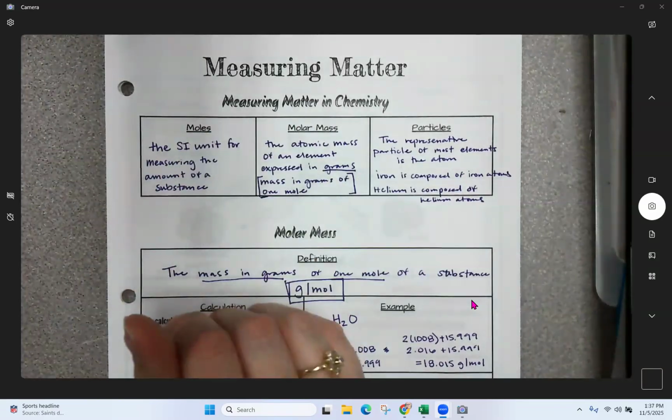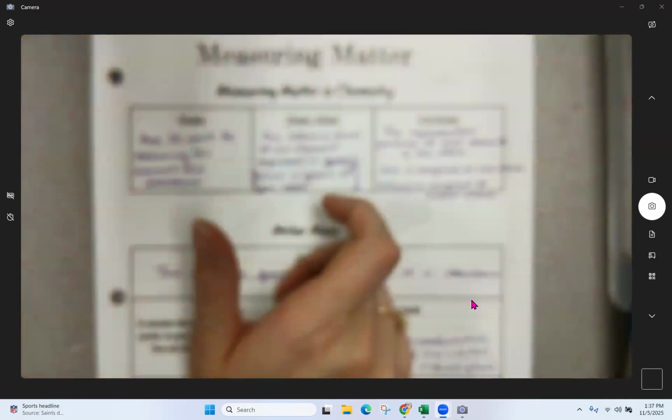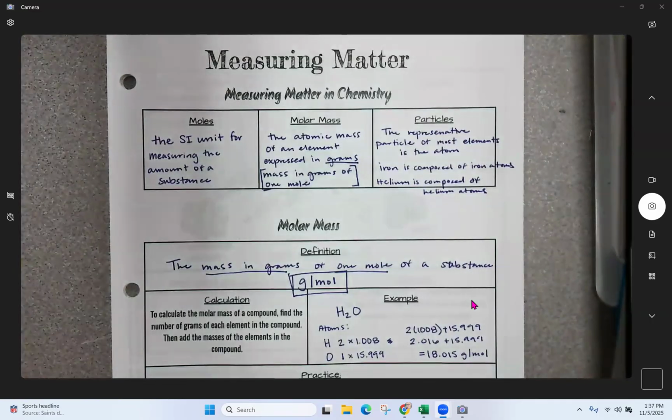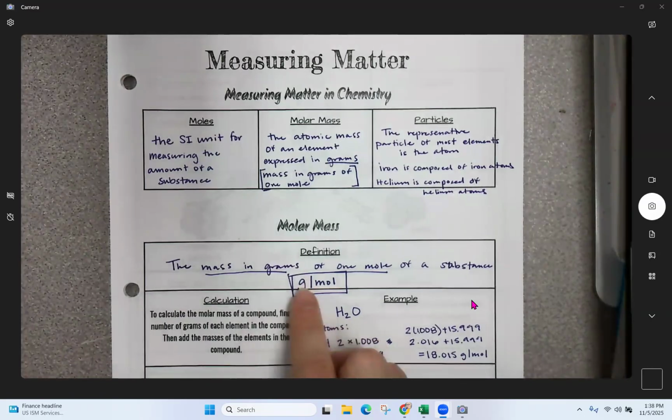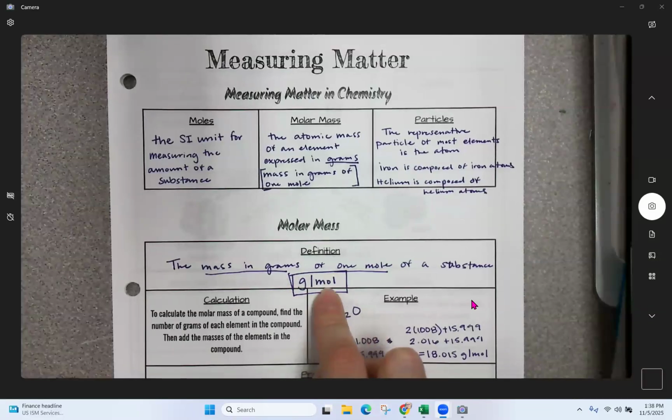Molar mass is the atomic mass of an element expressed in grams. So the molar mass is going to be mass in grams of 1 mole. So when we talk about molar mass, we are talking about grams per mole. So our unit for molar mass is always going to be grams per mole, like I have denoted down here.